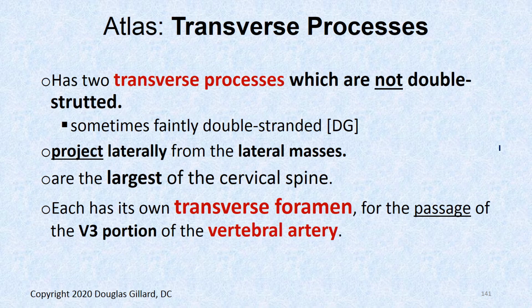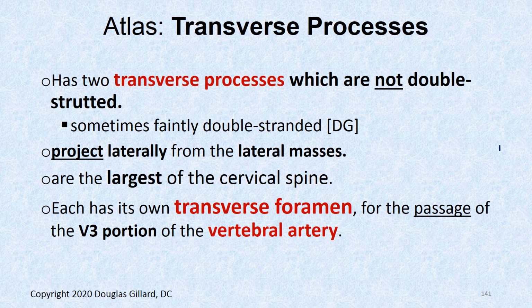Transverse processes of atlas is where we left off. Remember, atlas has two transverse processes, just like everything else. They're not really double strutted. I mean, sometimes they're faintly double strutted enough to have an anterior and posterior tubercle. They do project from the lateral masses of atlas.